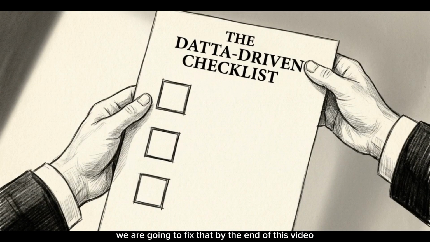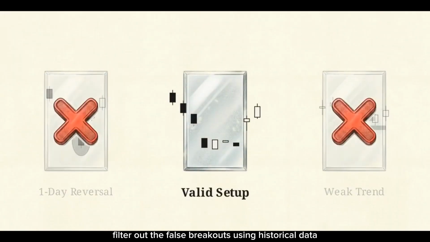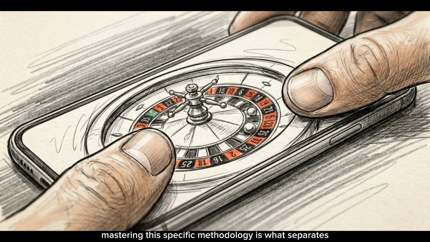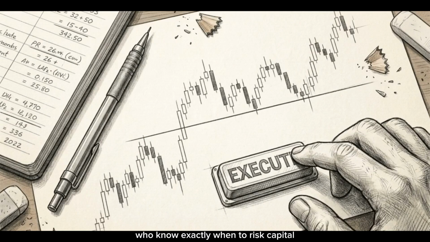By the end of this video, you will have a strict step-by-step checklist to spot valid islands, filter out the false breakouts using historical data, and perfectly time your entries. Mastering this specific methodology is what separates amateur gamblers reacting to shapes on a screen from disciplined traders who know exactly when to risk capital and exactly when to walk away.